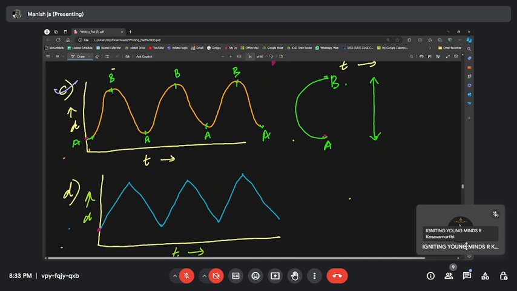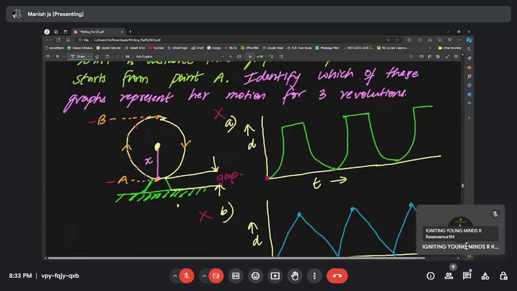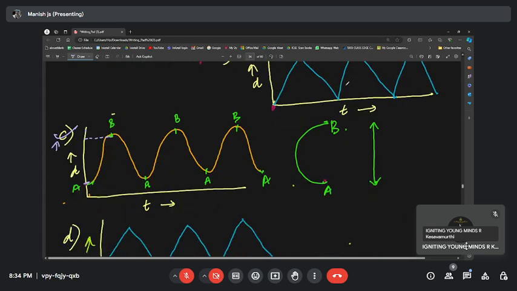It is the distance between point A and point B. If you draw the line between A and B, that will be the distance x or 2x. You should be careful, because as she moves from point A to B, the distance from A to B is twice the radius, which is the diameter. So it is 2x. The distance between A and B is not just x, it is 2x.